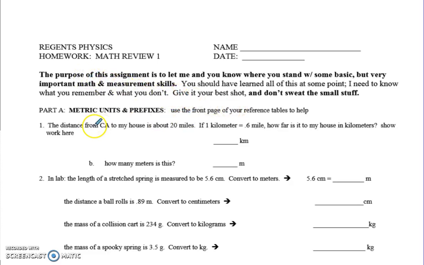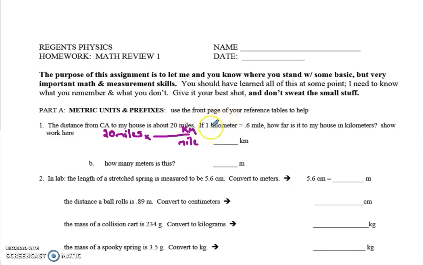So the first one is some metric units and prefixes and converting from the metric units into other standards of units. The distance from Canandaigua Academy to my house is about 20 miles. So if 1 kilometer equals 0.6 miles, how far away is my house in kilometers? What I'm starting off with is 20 miles, and I want to set up a conversion factor. I'm going to put miles down below because that's the unit that I'm trying to get rid of, and kilometers up top.